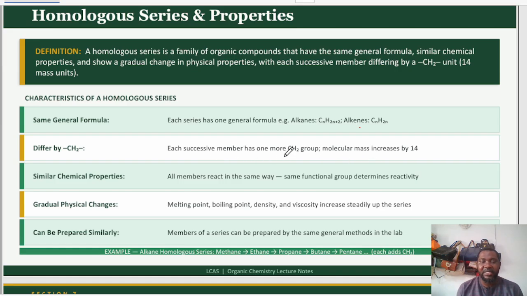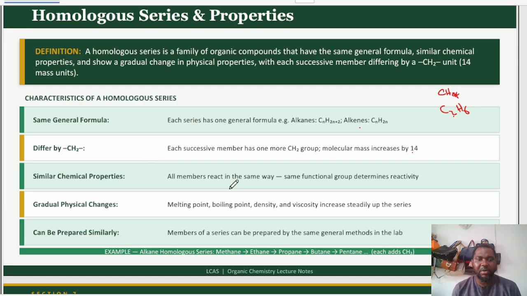Each successive member has one more CH2 group. The molecular mass of this CH2 is 14. If you calculate the molecular mass, it is 14. So you can say each successive member has one more CH2 group, and the molecular mass increases by 14 as you go down the group. That's important for you to note. An example is methane, which is CH4. Ethane is C2H6. If you look at the difference, it is one carbon and two hydrogen, and it continues like that.